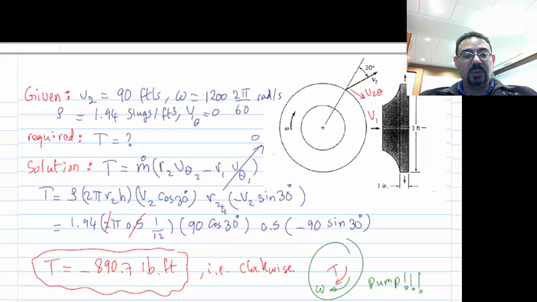Alright, so r2 V theta 2 is here. We need the m dot. What's the m dot? We can do it at the inlet or at the outlet. Maybe we should do it at the outlet since we know the velocity at the outlet. So m dot is always rho times area times velocity. Rho, we got it. Area, that would be this strip over here. If you open this, you will end up with a long strip that has a width of h, and a length of the circumference, 2 pi r2, times h.